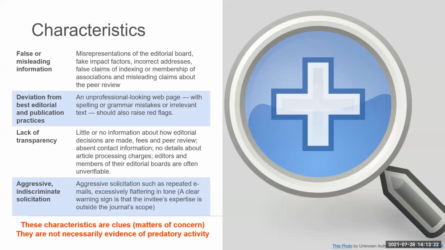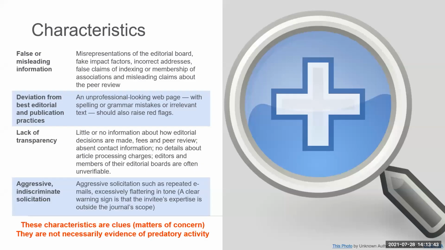Another characteristic is deviation from best editorial and publication practices. So they would be unprofessional. Often the website would just be unprofessional, with spelling errors, grammar mistakes, and irrelevant text, often copy-pasted. And these also should raise red flags. Then there's lack of transparency. So often little or no information about editorial decisions, how they're made, what the fees are, how the peer review works, whether there is peer review, absent contact information, no details about the article processing charges. The editors or the editorial board are often unverifiable.